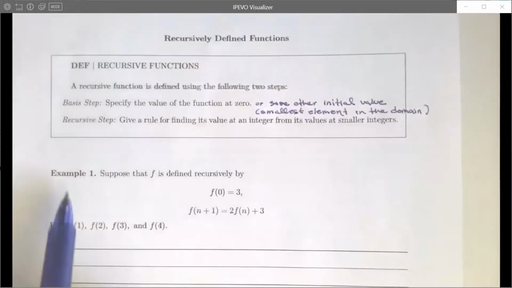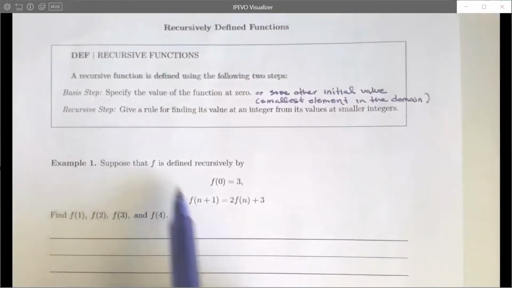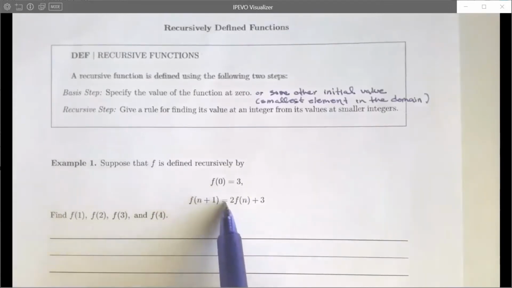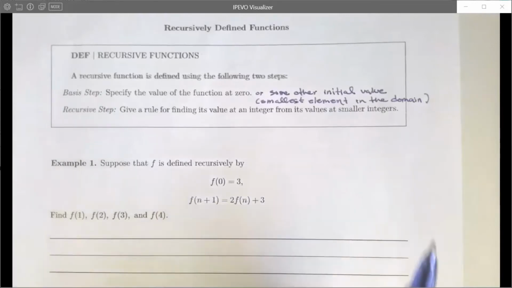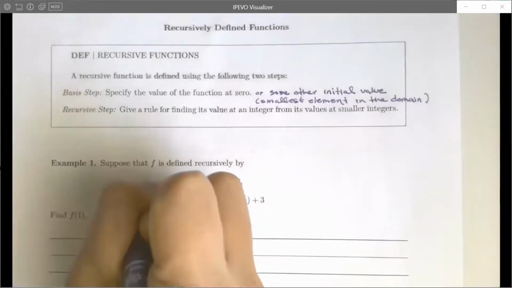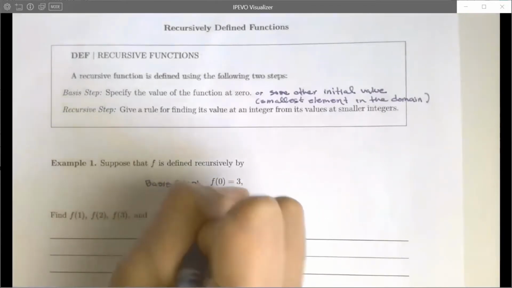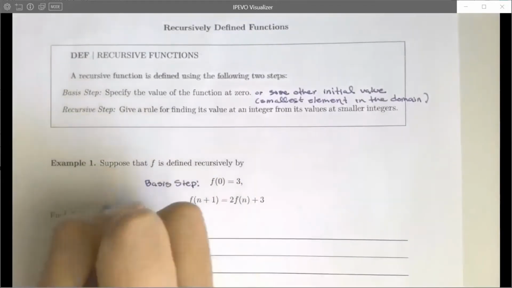Okay, so for instance, example 1 has this function f, which is defined recursively by f of 0 is 3, and f of n plus 1 is 2 times f of n plus 3. So this first part would be the basis step, and the second part would be the recursive step.